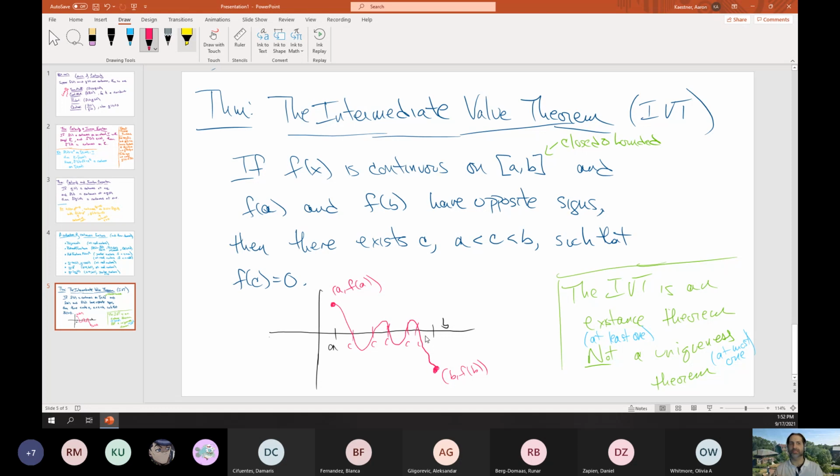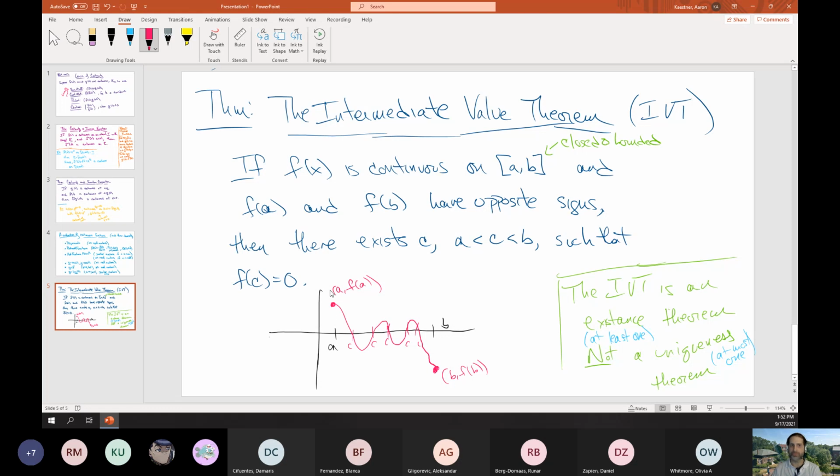Right? So the intermediate value theorem doesn't tell me anything about the exact place that I cross the x-axis. All it does is tell me that there is some place that I cross the x-axis. So I don't know enough to say exactly what those c's are.